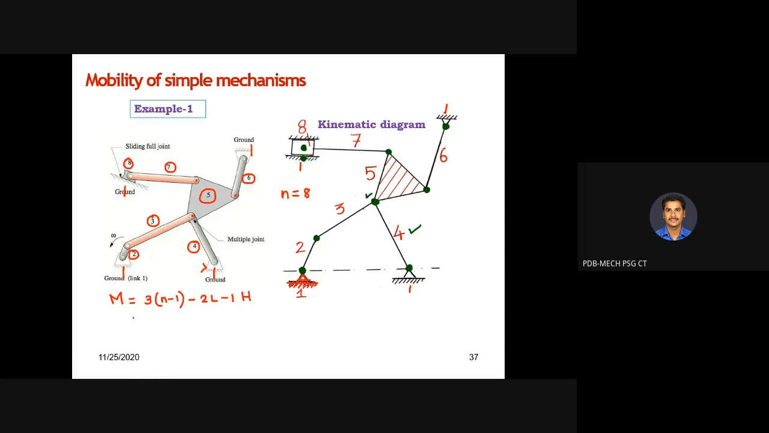So try to write here. 3 into number of links 8, 8 minus 1, minus 2 into number of lower pairs 10, minus it tends to 0. Okay, now 3 into 7 is 21, minus 20. So how many degrees of freedom is this mechanism having? 1, sir. So it is very simple, it's very easy to find out. Is it okay? Yes, sir. Okay, the same has been represented here. Mobility is equivalent to 1.